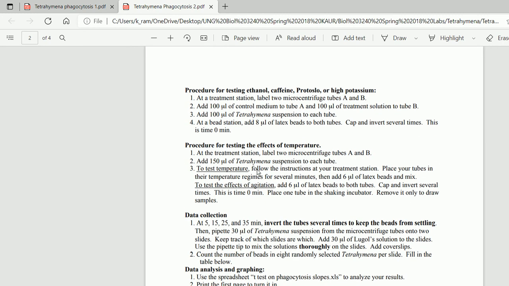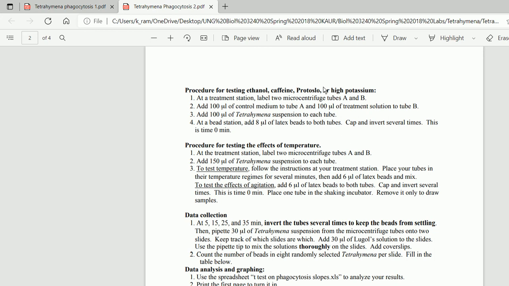Okay, so if you have chosen anything out of these, if suppose you are trying to see the effect of ethanol, caffeine, protoslow, or high potassium, so what are you going to do? At a treatment station, you will take two tubes and label them A and B. Add 100 microliters of control medium in tube A and 100 microliters of treatment solution to tube B. The controls will be given to you.